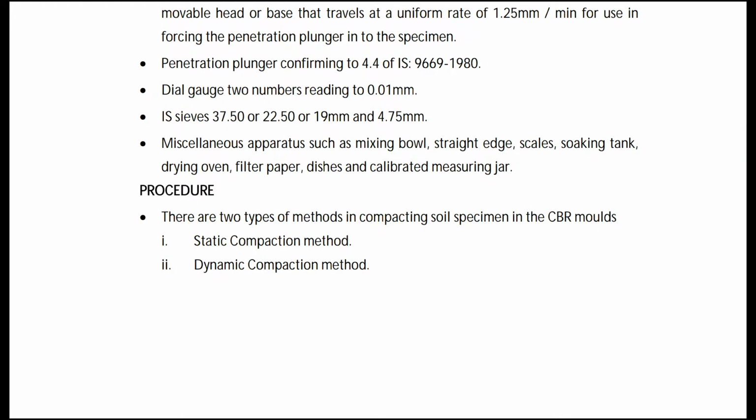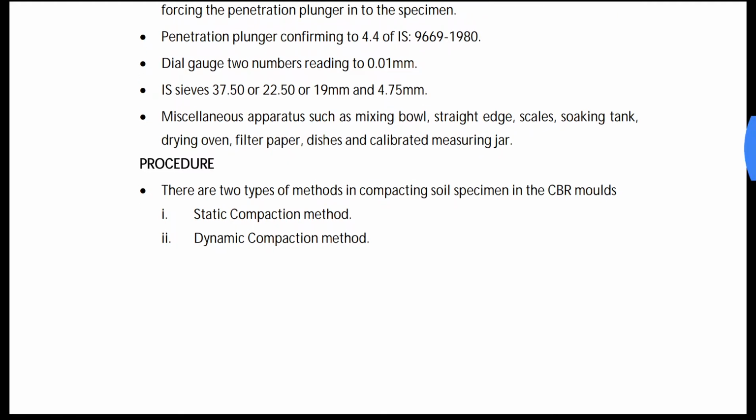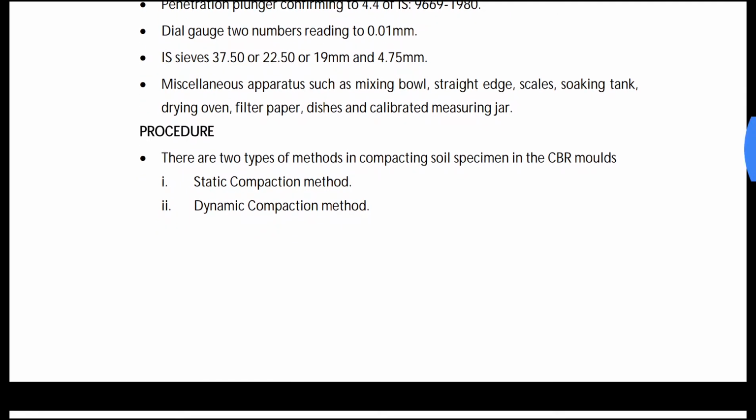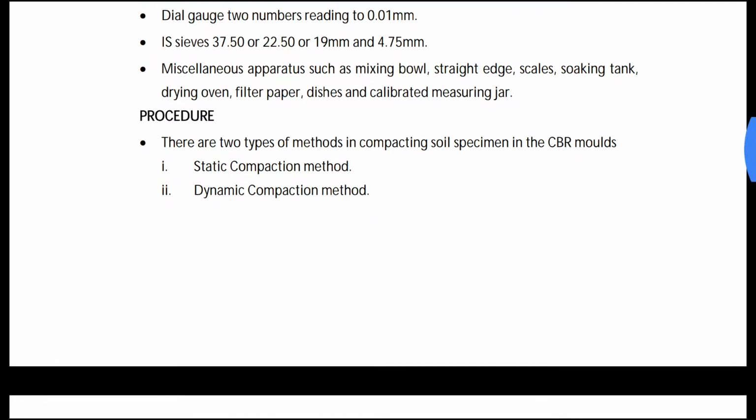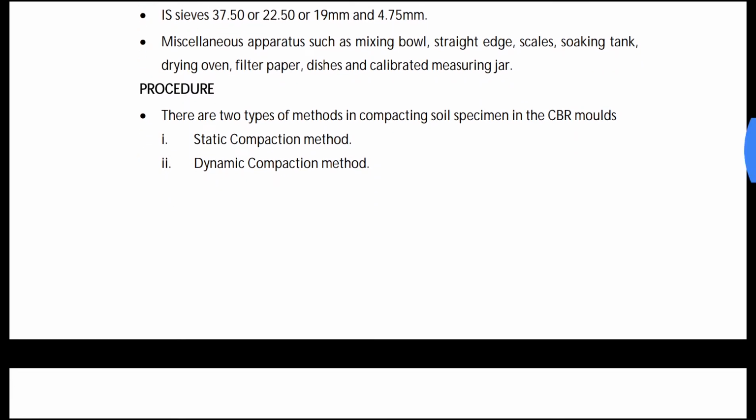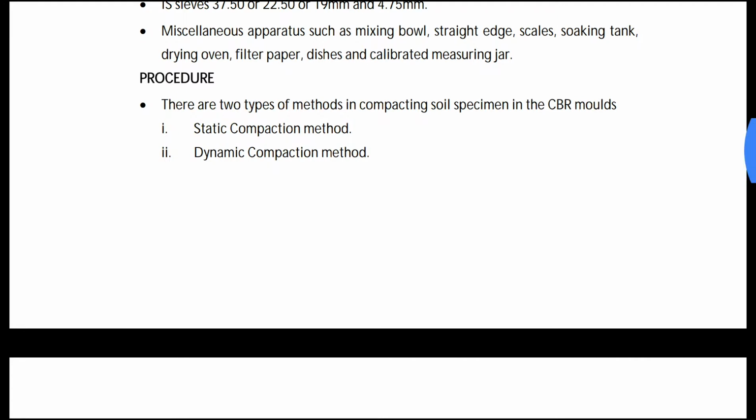Penetration plunger conforming to 4.4 of IS 9669-1980. Dial gauge, 2 numbers, reading to 0.01 mm. IS sieves 37.50 or 22.50 or 19 mm, and 4.75 mm. Miscellaneous apparatus such as mixing bowl, straight edge, scales, soaking tank, drying oven, filter paper, dishes, and calibrated measuring jar.